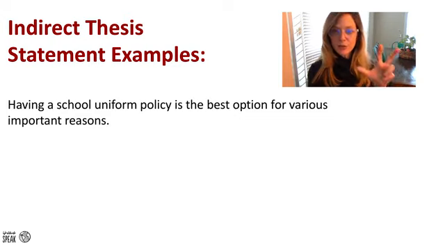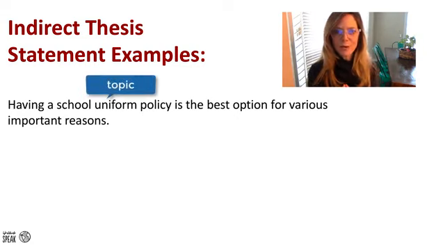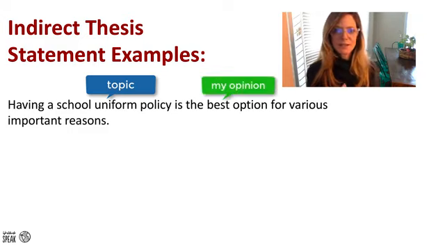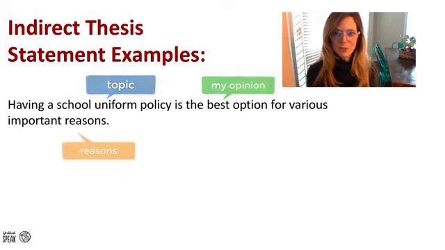It still has the three essential ingredients for a strong and clear thesis statement. There's the topic, school uniform policy. There's my point of view, my opinion. My argument is that it's the best option. And then there are the reasons. And I say for various important reasons, but I don't tell you what they are. This is why it's indirect, like the muddy waters. It's the mystery. The reader needs to read on in your essay to figure out how you're going to support this argument or this point of view.